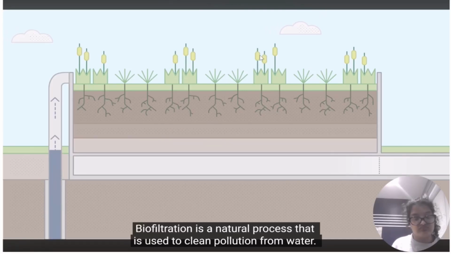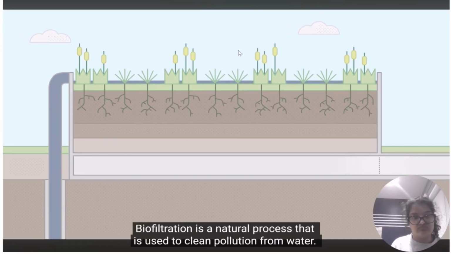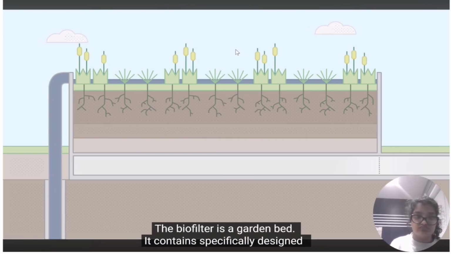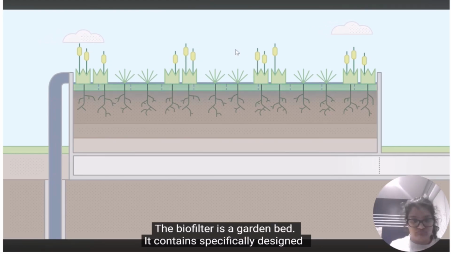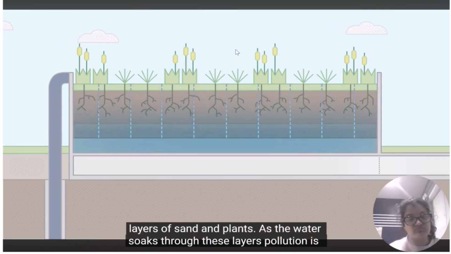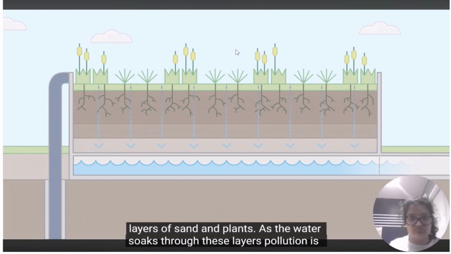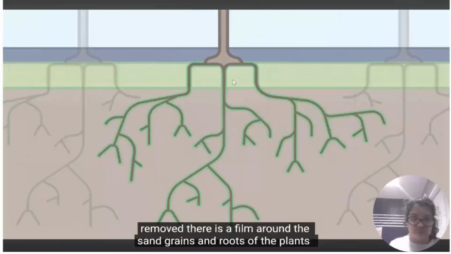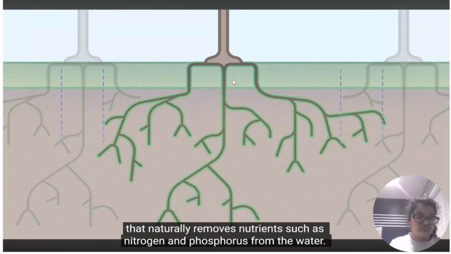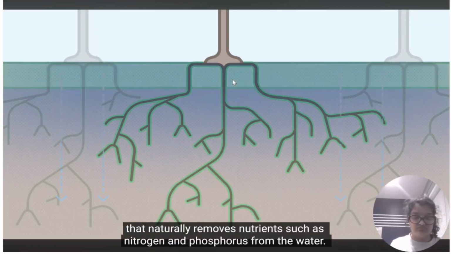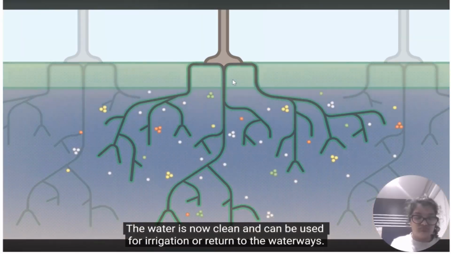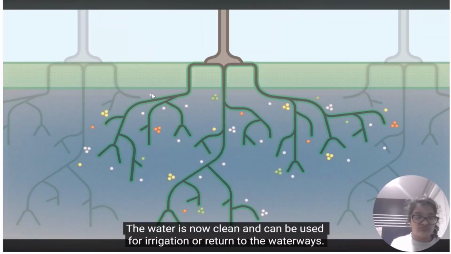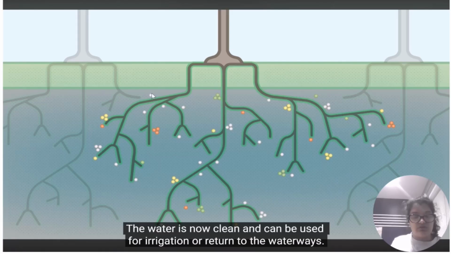Biofiltration is a natural process that is used to clean pollution from water. The biofilter is a garden bed. It contains specifically designed layers of sand and plants. As the water soaks through these layers, pollution is removed. There is a film around the sand grains and roots of the plants that naturally removes nutrients, such as nitrogen and phosphorus, from the water. The water is now clean and can be used for irrigation or returned to the waterways.